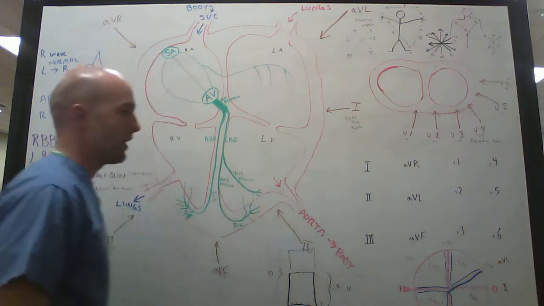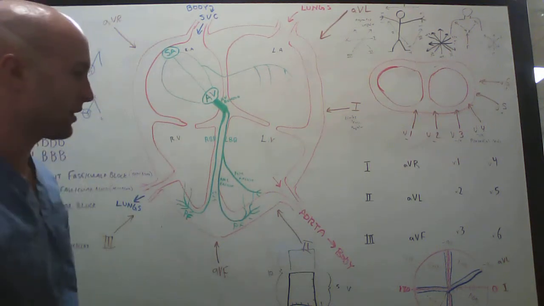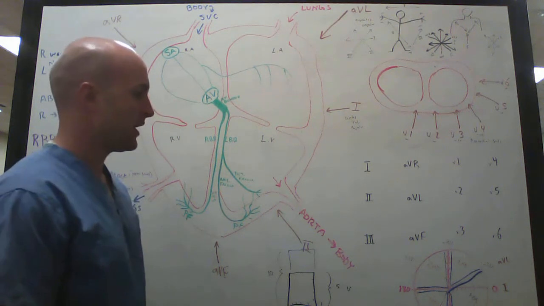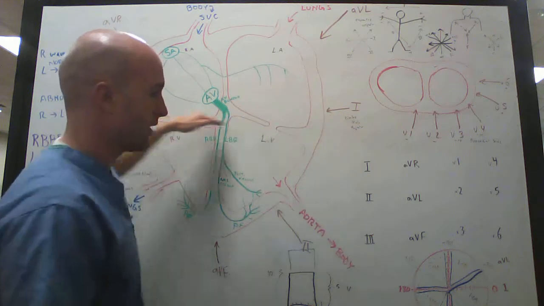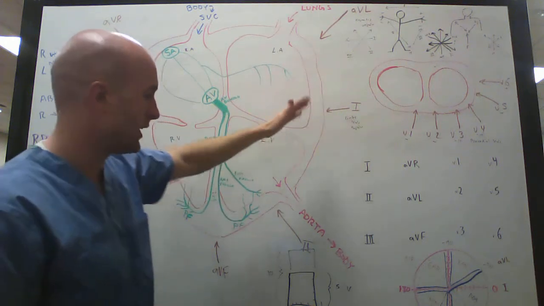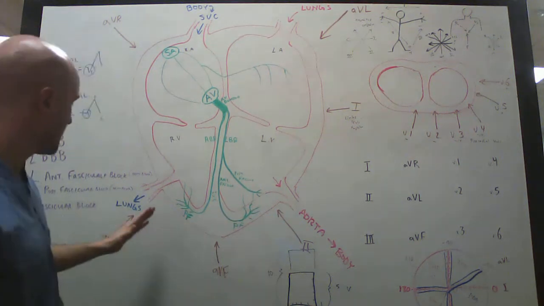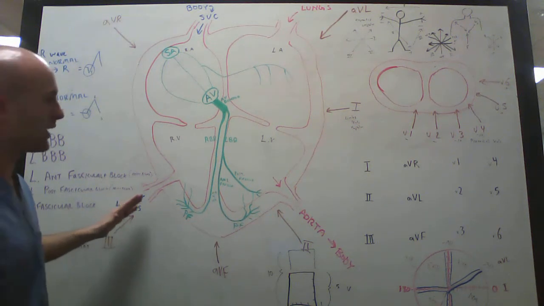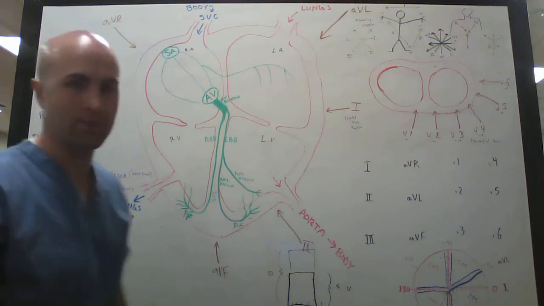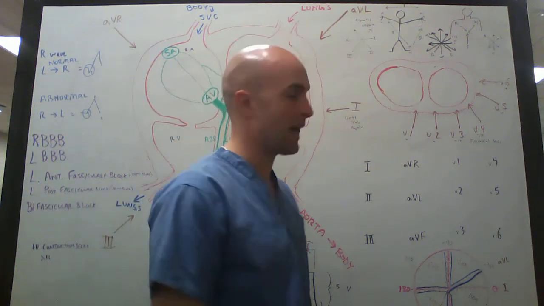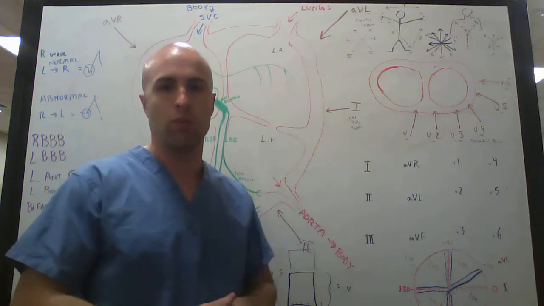Okay? If you were to look at degrees, like if this was 360 degrees, what you would see is lead 1 would be at 0. You would see lead 2 here would be at 60 degrees. You would see lead 3 at 120 degrees. So 0, 60, 120.